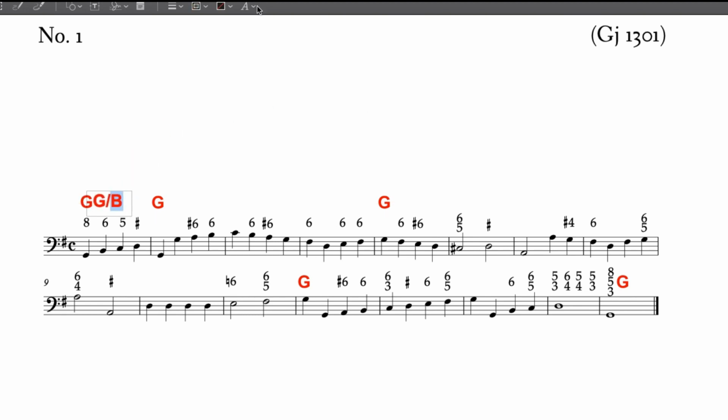These are a bit big, aren't they? Can I make them smaller? There we go, lovely. Right, so this one here, this is a 5/3 chord, that's on C, so we know that has to be a C major chord.